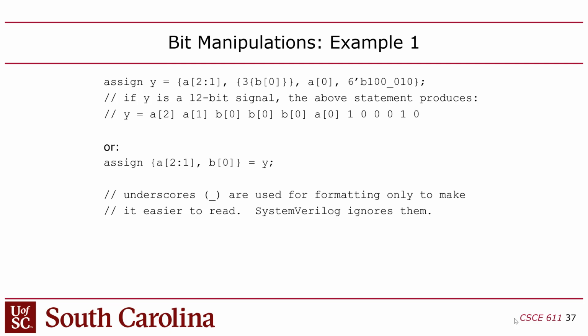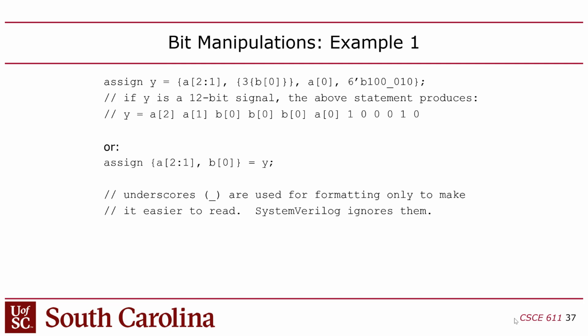So if you take, for example, if you say assign y equals a curly brace, you say a 2 down to 1, bits 2 and 1, comma, and then, this one is a little strange. This is the syntax you use to duplicate a bit sequence. In this case, there's only one bit, b of 0. And notice I use brackets to slice out bits.